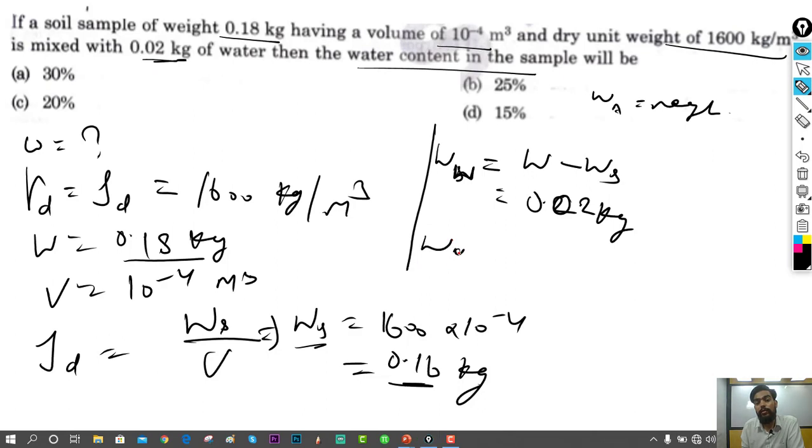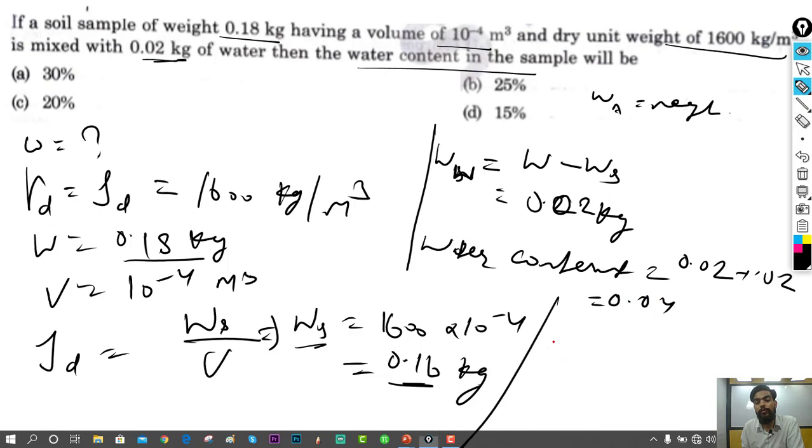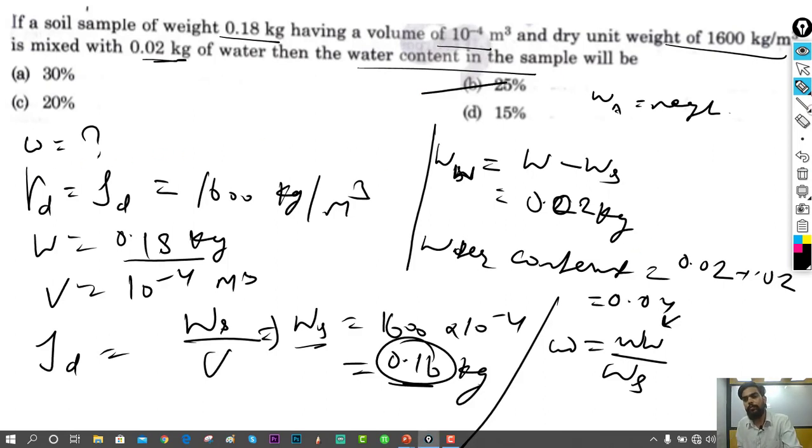So the total water in the soil is 0.02 plus 0.02 equals 0.04. And the formula of water content is weight of water upon weight of solid. So when you put in these values, you will find that the total water content in the soil is 25%. So our correct option is option B.